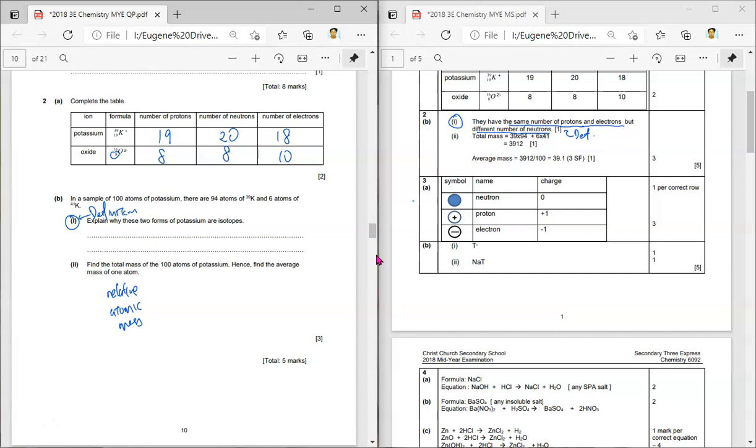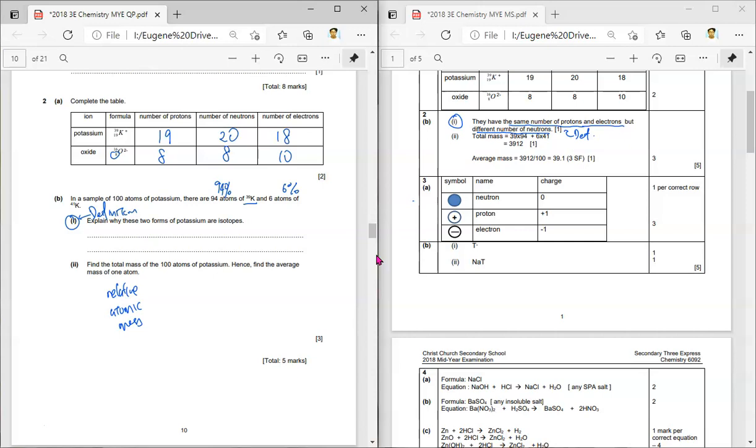Now, normally you're going to have the percentage of each isotope. But now they didn't give a percentage, they give 94 and 6 out of 100. You realize this is actually a percentage also. It's actually 94% of K39, 6% of K41. How do I know? Can you see, 100 atoms, 94? 100 atoms, I only got 6. So it's actually 94 and 6.